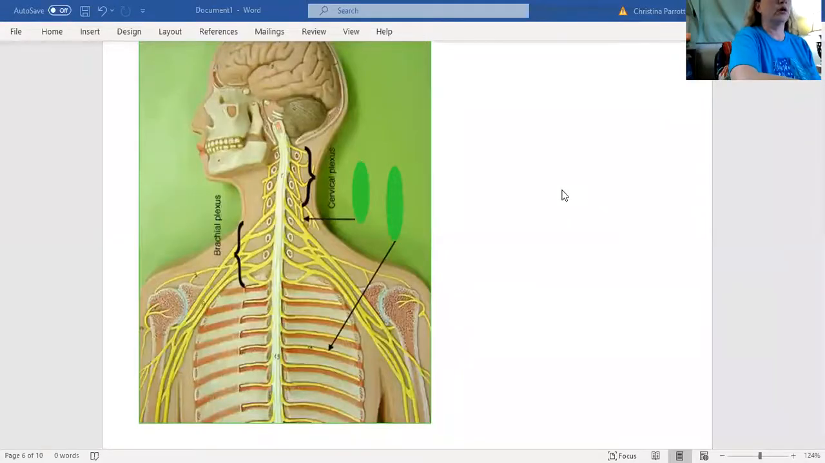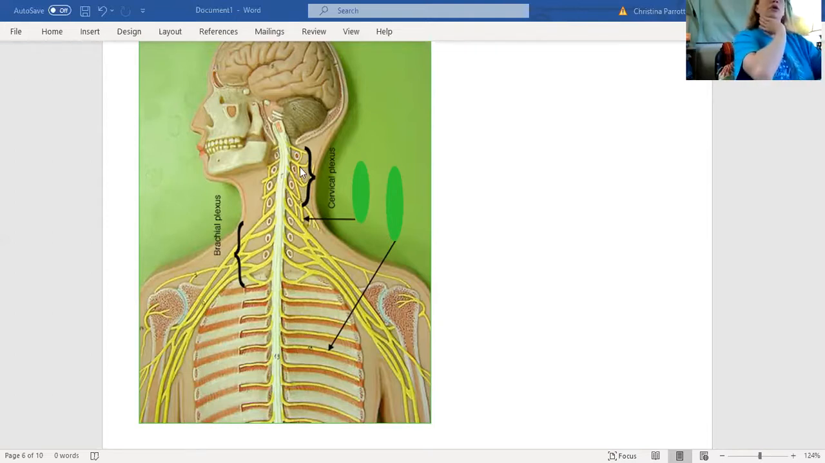Okay, so let's start talking about our nerves and our spinal cord now. On this image here, we're seeing the nerves come off of the spinal cord. The one thing I want to explain here is the difference between a plexus and a spinal nerve. A plexus is a branching network of intersecting nerves. You'll see here at the top in the neck area, these are called your cervical plexus.